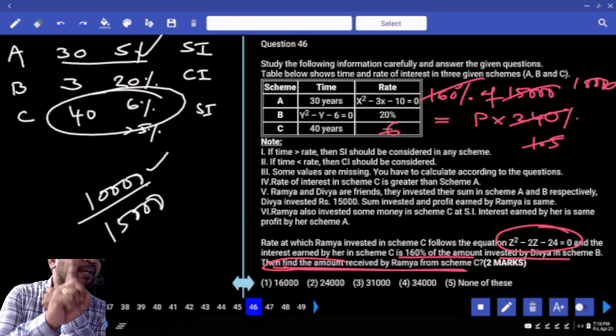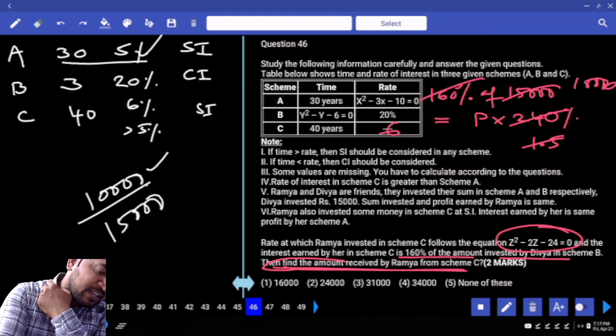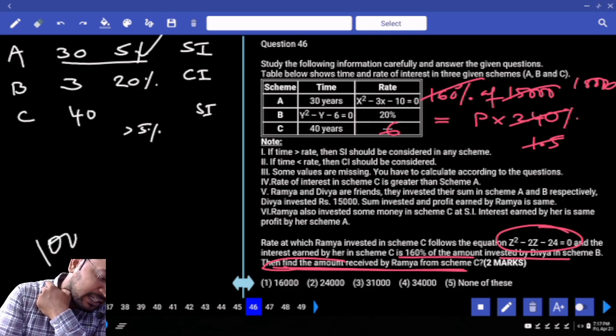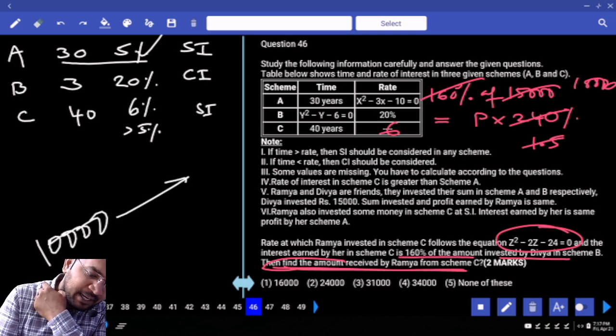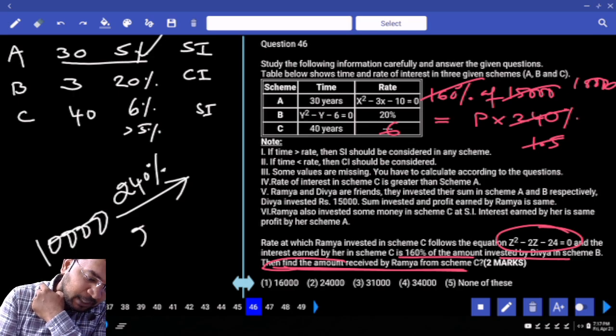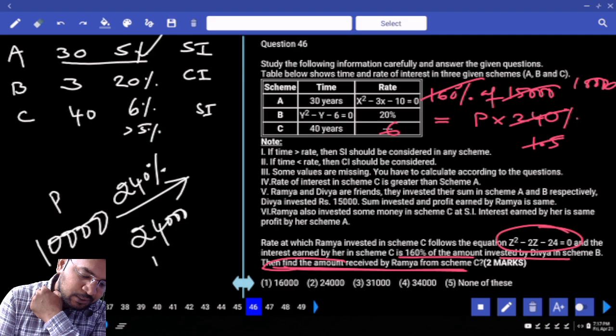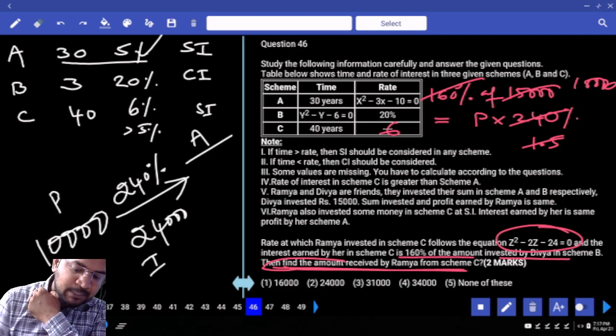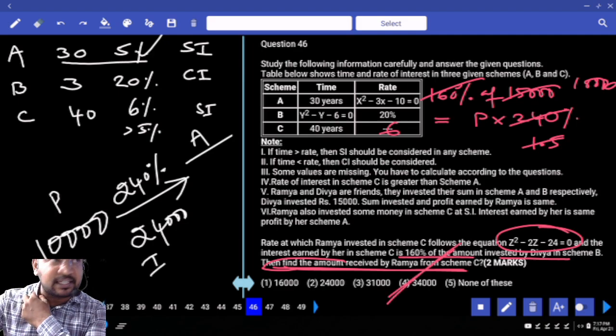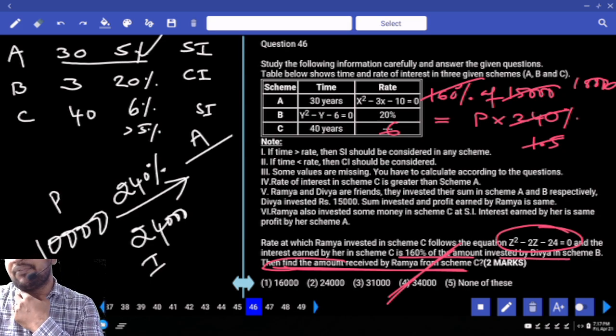Then C's investment was 10,000. The rate of interest is 6%, the time period is 40%, so total interest is 240%. 240% of 10,000 is 24,000. Interest is 24,000, principal is 10,000. The amount is nothing but principal plus interest, which is 34,000. Your answer is 34,000.